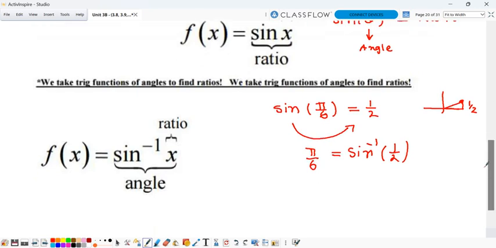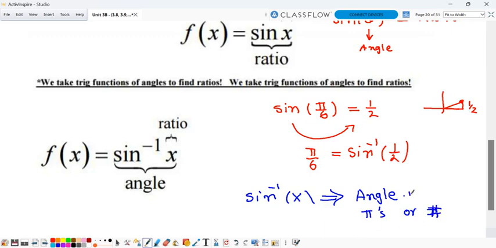The answer is an angle. So let's take a quick look one more time. If I say sine inverse x, what are you expecting? The answer is an angle. It could be in terms of pi or it is just a number. Either way, it's always an angle in radians. We never use degrees. Angle in radians.